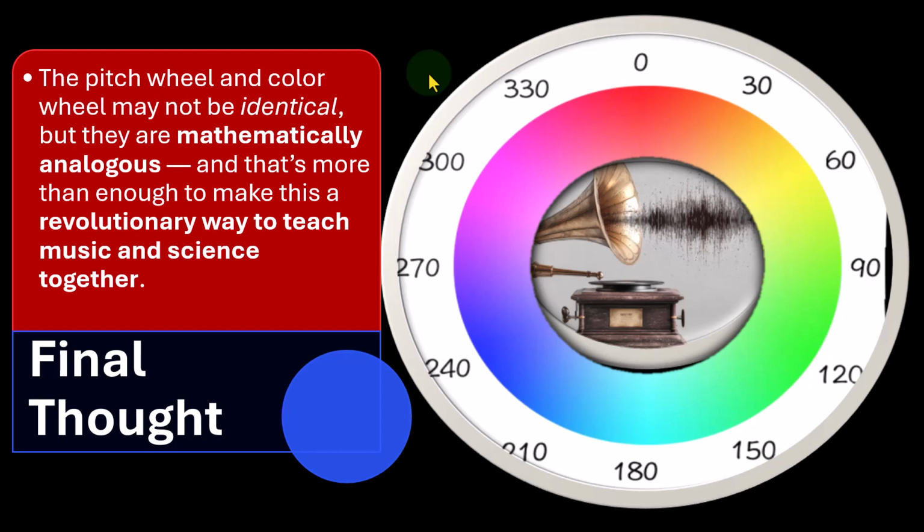So final thought, the pitch wheel and color wheel may not be identical, but they are mathematically analogous, and that's more than enough to make this a revolutionary way to teach music and science together. So again, I just want to point out, final thought here, that you will see stuff out there that says color is the exact same thing as pitch, and it's a one-to-one relationship, and they're the same phenomenon, almost like a spiritual thing as well, which has some truth to it, a lot of truth maybe, but then they take it too far, right? And so we have to watch out for that kind of thing too.